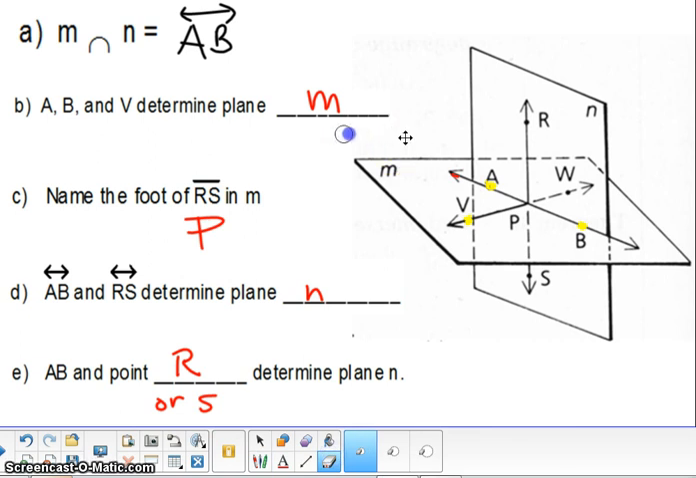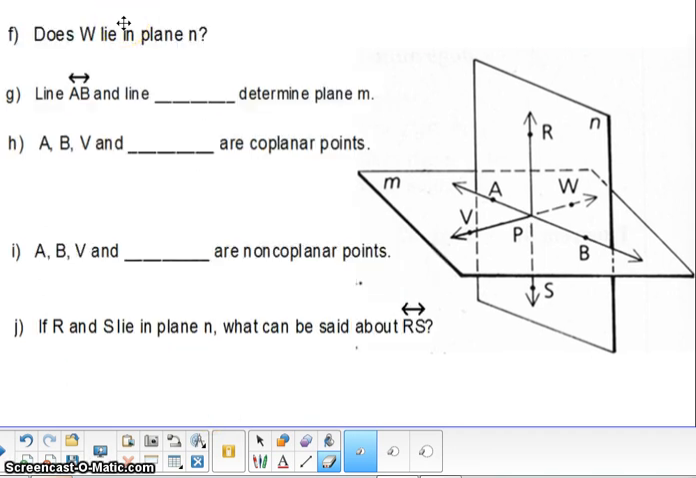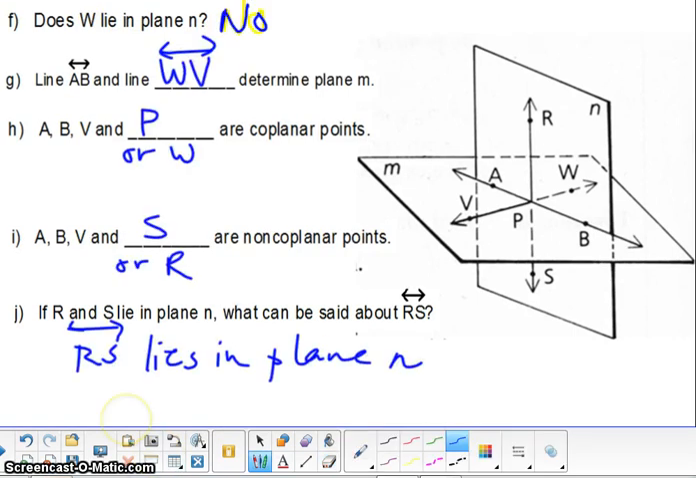Okay, and then the foot is point P, because that is where the intersection of the line and the plane is. A, B, and RS are on plane N only, so that would be the only one it's going to determine. And AB and point R lie on or determine plane N. So you can use S as well, so that's why I put that there. So now try the next 5 with the following picture. Push pause, please. Again, let's check answers.